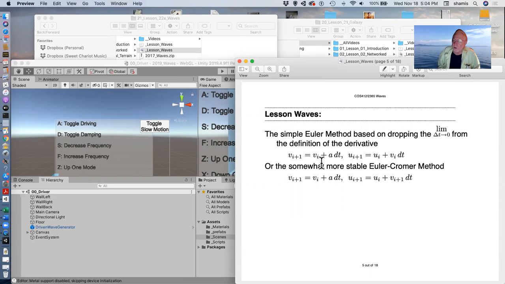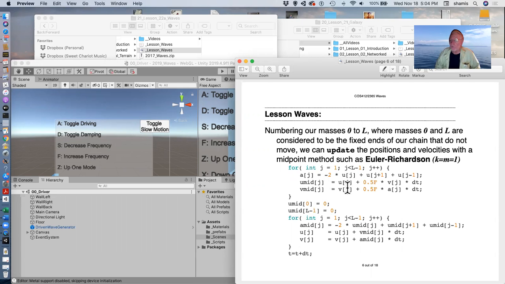The Euler method drops the limit of delta t as delta t goes to 0 from the definition of the derivative. And we end up with two recursion relationships. The new v is the old v plus the acceleration times delta time. The new position is the old position plus the velocity times delta time. A slightly more stable Euler-Kromer method updates the velocity first and then uses that updated velocity to update the position.